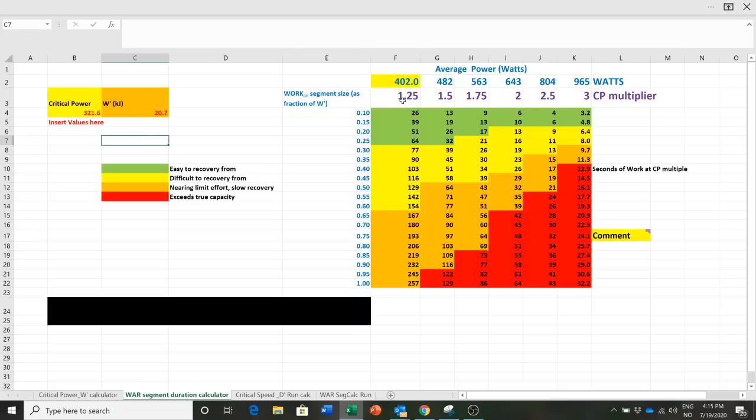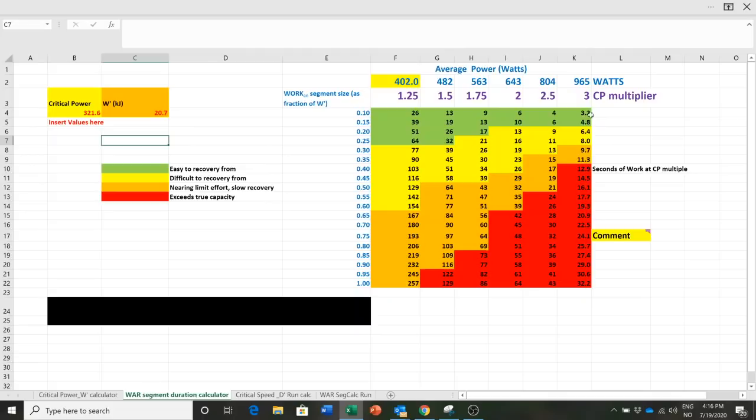So 1.25 times my critical power gives me 402 watts calculated. 10% of that would be used up if I worked for 26 seconds at that power. So that's very tolerable. That's the kind of thing that happens during these stochastic races where you're going up and down a bit, and you get these small surges.